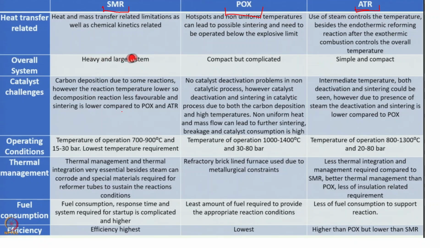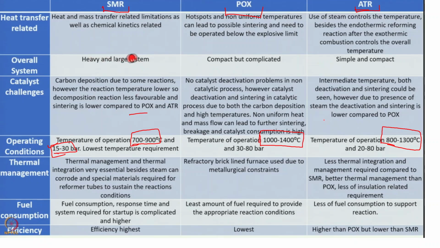Heat transfer related things you can study yourself. Catalyst challenges I have also discussed. Okay, the temperature is very important. In the SMR reaction, a temperature of 700 to 900 degree centigrade is required, and the pressure required is 15 to 30 bar. Just remember. In the partial oxidation process, the temperature is above 1000 degrees, 1000 to 1400 degree centigrade. And in the ATR reaction, the temperature is a little less. Just remember the three temperature ranges.